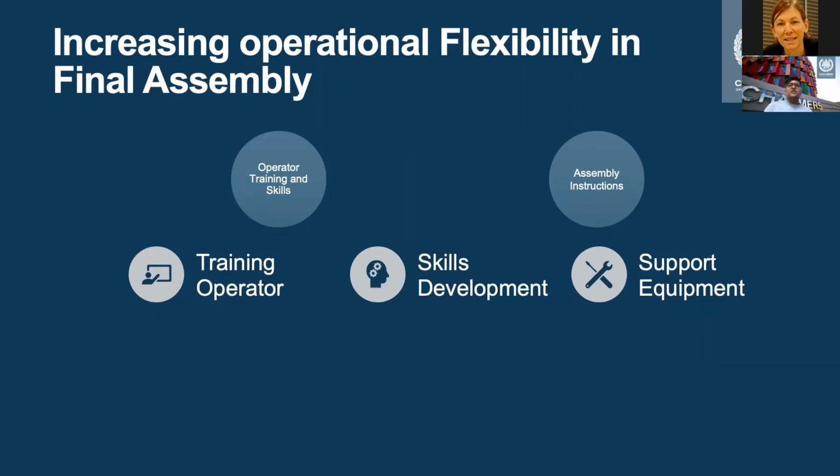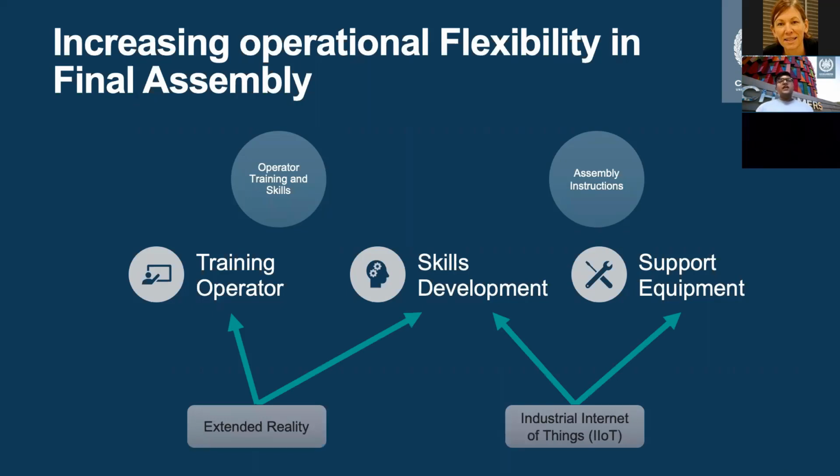To use new technologies and techniques, the operator needs to have enough skills to use them. And also, you need to support operators with different equipment so that you can achieve an optimal level of flexibility. And this can be done using extended reality and Internet of Things. So we can use extended reality technologies such as AR and VR to train operators to develop their skills. And we can also use IoT to deliver different types of instructions to operators in different workstations. An idea would be on-demand instructions, where operators can get instructions in the way that they want.